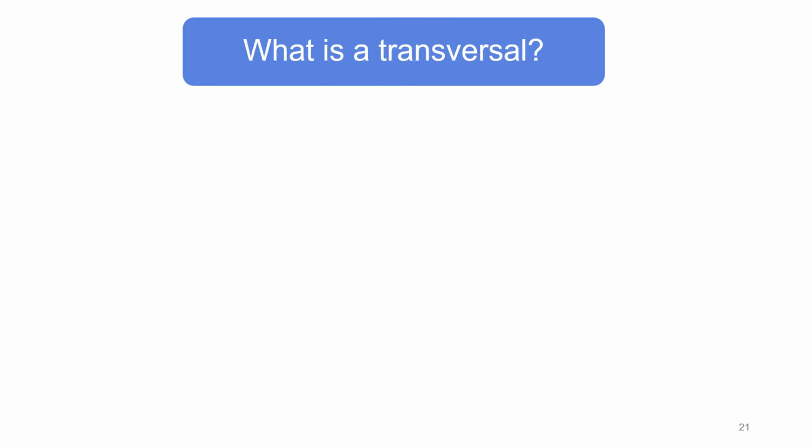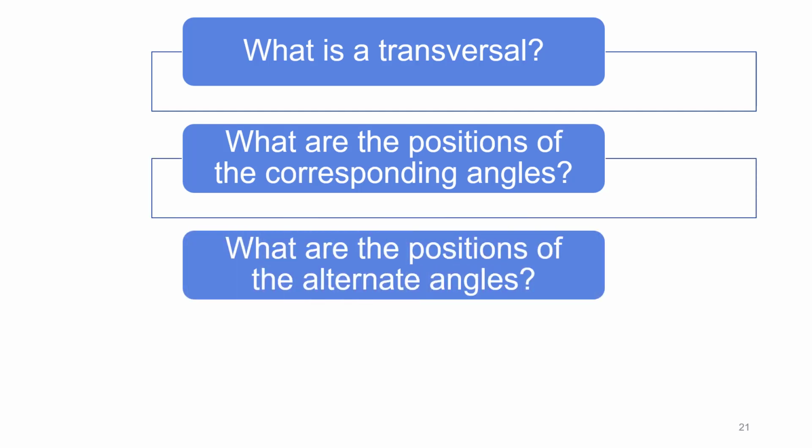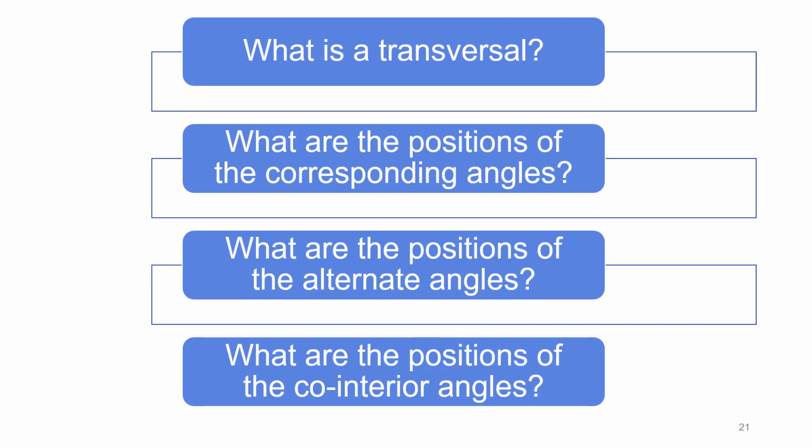So now we know what a transversal is. We know what the positions of the corresponding angles are. We know what the positions of the alternate angles are. And we know what the positions of the co-interior angles are. Guys, it's extremely important that you know these names and that you can explain to somebody where these angles lie.